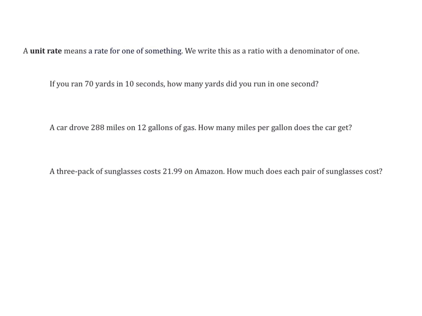A unit rate means a rate for one of something. We write this as a ratio with a denominator of 1. If you ran 70 yards in 10 seconds, how many yards did you run in 1 second? Well, if I divide 70 yards by 10 seconds, I get 7 yards in 1 second. So 7 yards per second. So we divided by the number of seconds to get the yards per second.